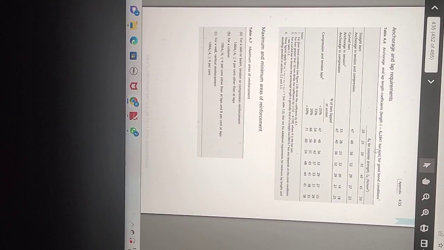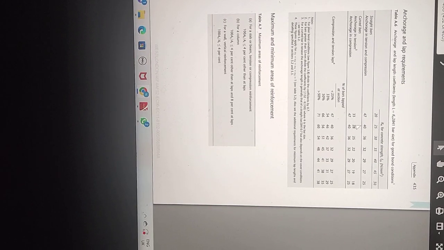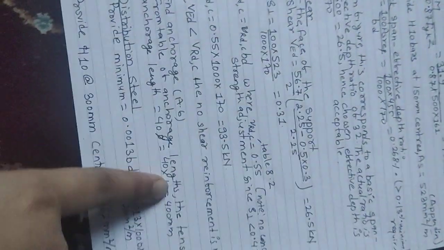Then we're going to calculate the anchorage and curtailment, and for the tension we have table 1 in the appendix. Let's see. Yeah, here the anchorage length is given: we have fck 25 and a straight bar is used, and for tension and compression it is 40 into bar size, that means 40 into 10, 400 mm.